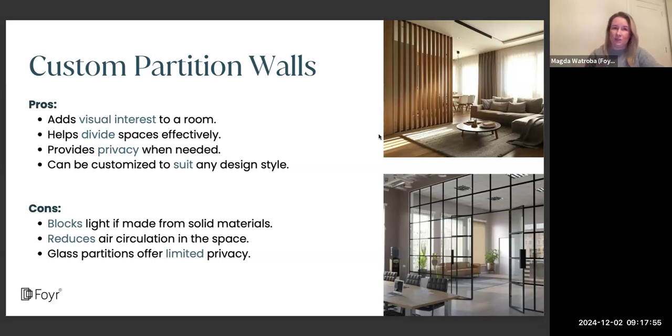When it comes to disadvantages, when placed in the wrong positions, they may block light, especially when they're made from solid materials. They can reduce flow in the interior because we're closing the space a bit when adding the partition, and glass partitions can limit our privacy. So it all depends on what kind of partition we need in what kind of space, then we can work with them. As they do add to the room, they can be a nice feature anyway.